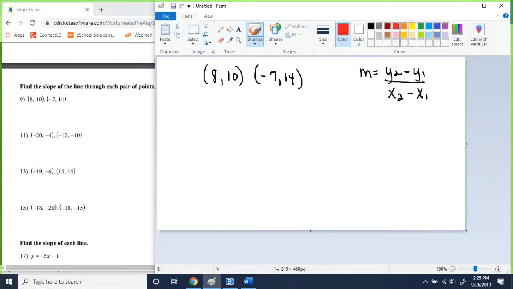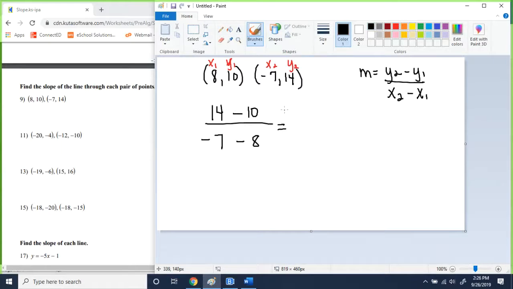So let's first label our points. So we have an x1 and a y1, an x2 and a y2. We're going to plug these numbers into this equation. So we have 14 minus, because it's part of the formula, 10. We have negative 7 minus 8.